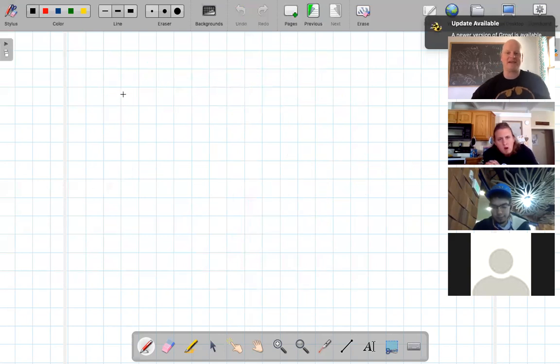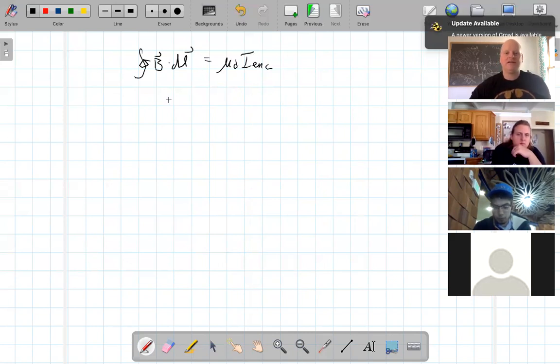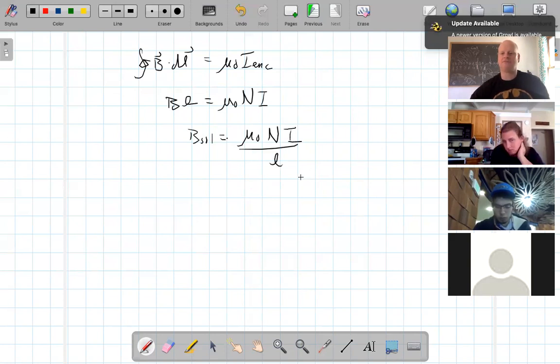If I put both of these things together, the closed loop integral of B dot dl equal to mu naught times I enclosed gives B times L equal to mu naught times N I, which means the magnetic field of the solenoid is simply equal to mu naught N times I divided by L. This is our magnetic field.